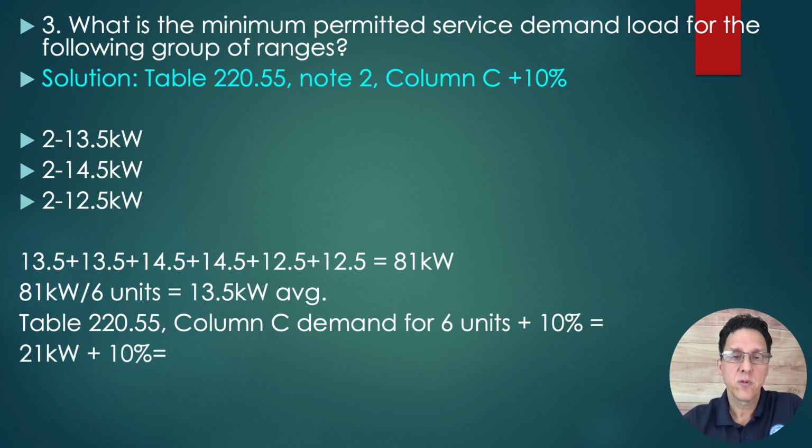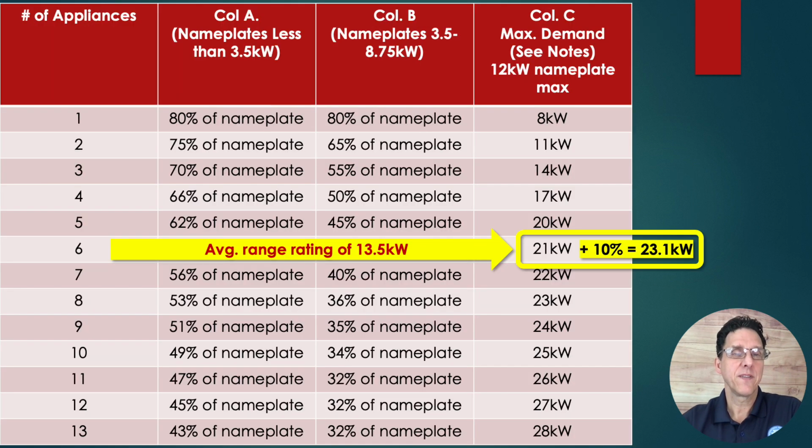21 kW, that's the demand for column C for 6 units. We add 10% to that. 23.1 kW, and that's how we got there. All right, the average rating is 13.5, so we have to increase column C, in this case, by 10% because the average is above 12. So it's 21 kW plus 10%, 23.1 kW. Hopefully, Note 2 is a little easier to understand now.